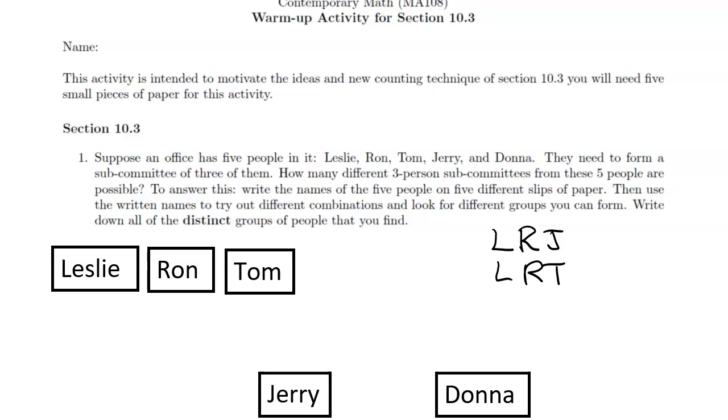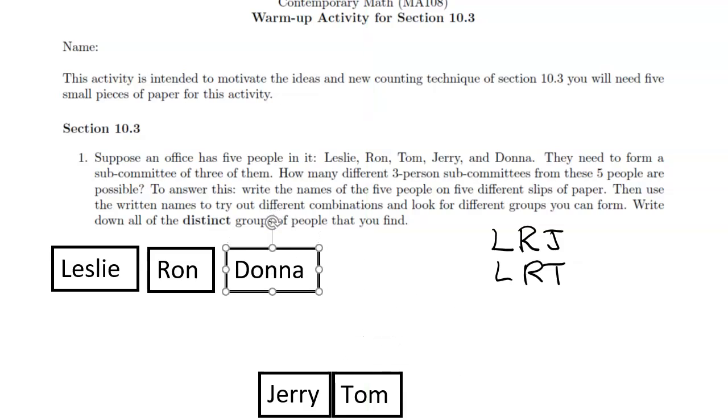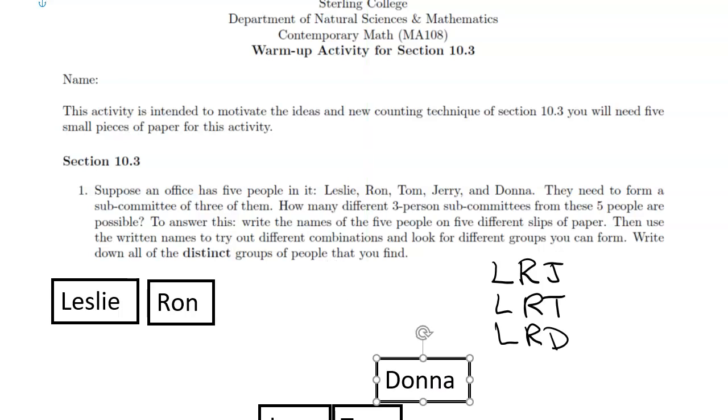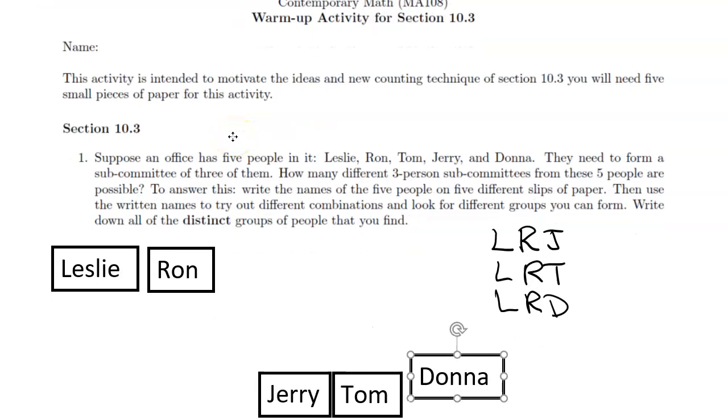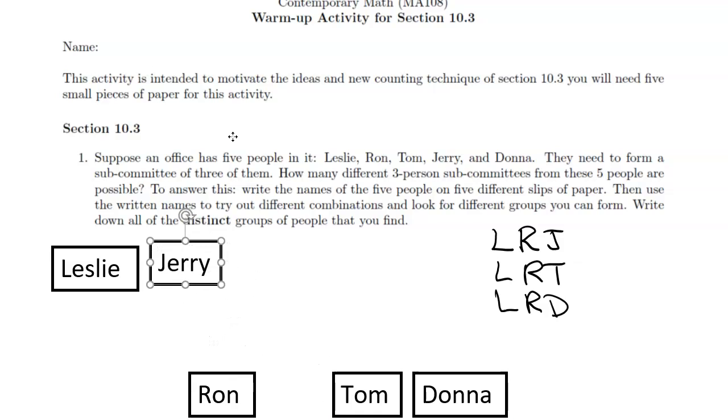We could instead put Donna in the group. So we could have Leslie, Ron, and Donna. And if we think about it, if we have Leslie and Ron in our group, those are the only possibilities that we have for this group of 3 people: we can pick one of these other 3 people to go with Leslie and Ron. So maybe let's kick Ron out. Let's maybe put Jerry back in.